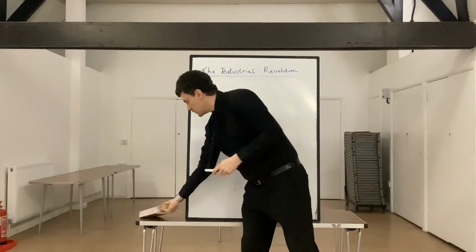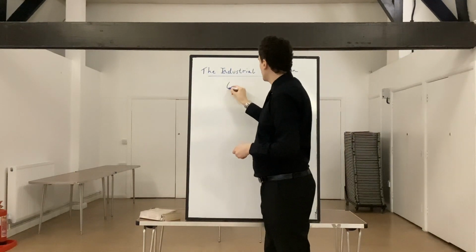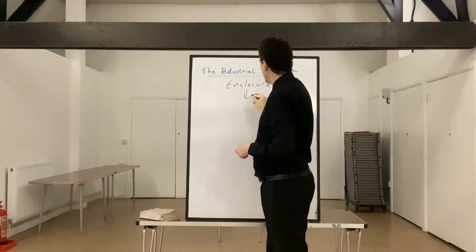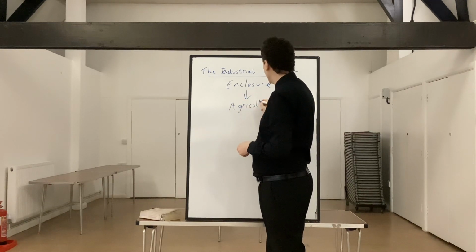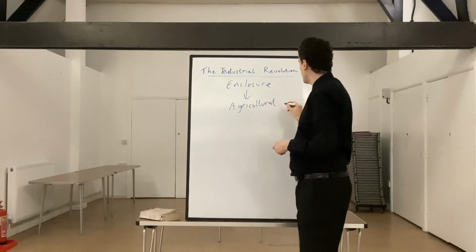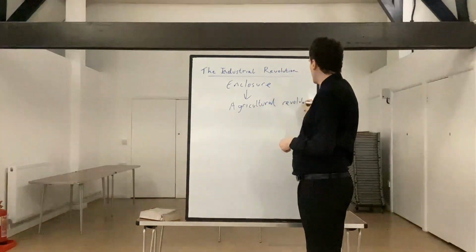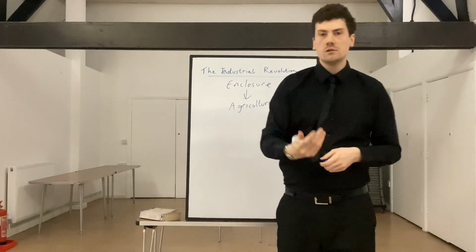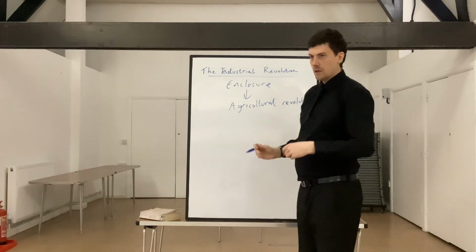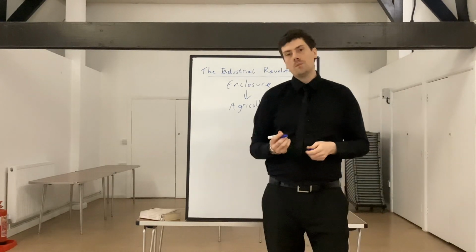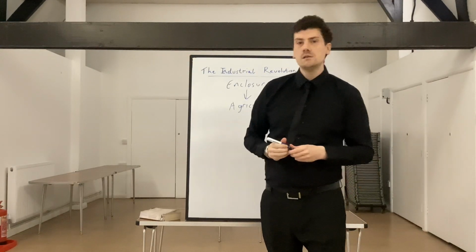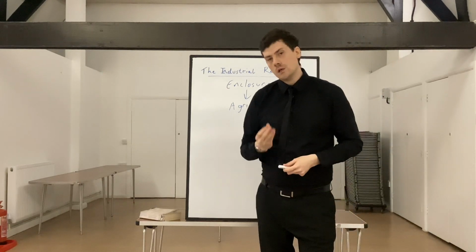So he looks at enclosure, which is the privatisation of land, and then you see the agricultural revolution, which dramatically increases the productivity of land and the abundance of food, and the use of machines which replace workers in the field. And so you see a massive movement towards cities where people started to work in factories.